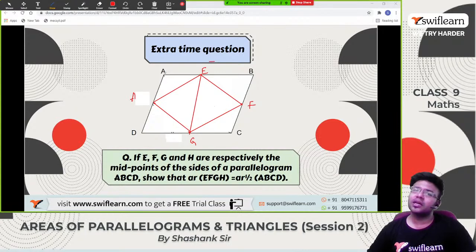Now consider the parallelogram AEGD. What have we proved? The area of a triangle is half of the parallelogram. So the area of triangle HEG is half of parallelogram AEGD.